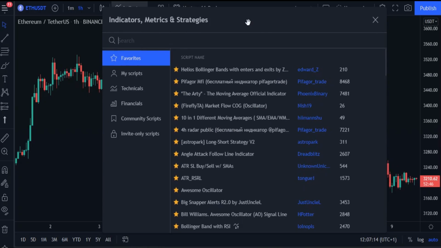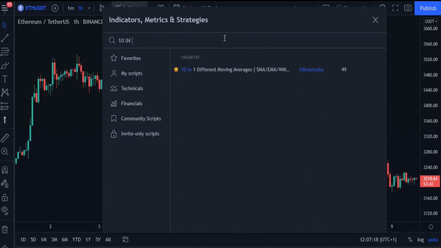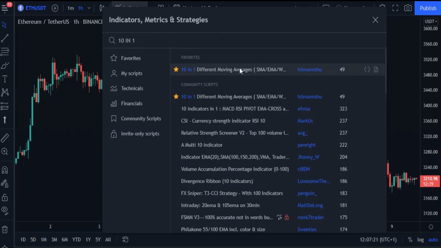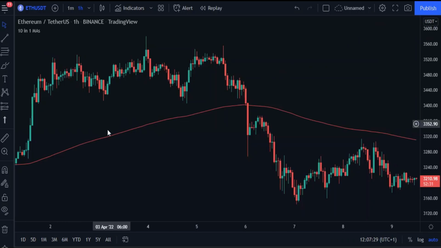Let's start by searching for the moving averages indicator, and to get many of them, type in the search box 10 and 1. Then choose this indicator, which was created by HOFFMAN Show. After the indicator appears, let's adjust its settings.